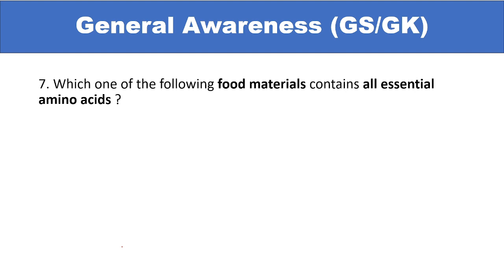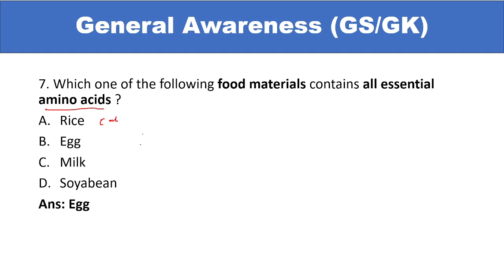Next, which one of the following food materials contains all essential amino acids? Options are rice, egg, milk, soya beans, rice carbohydrates. And the answer is egg. So the food material that contains all the essential amino acids is egg.